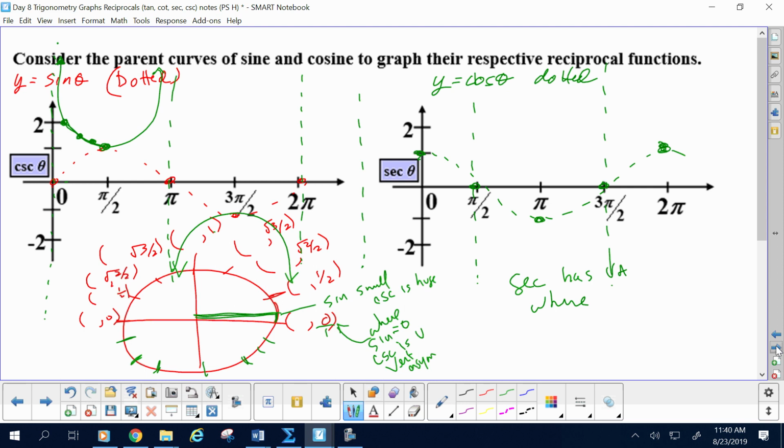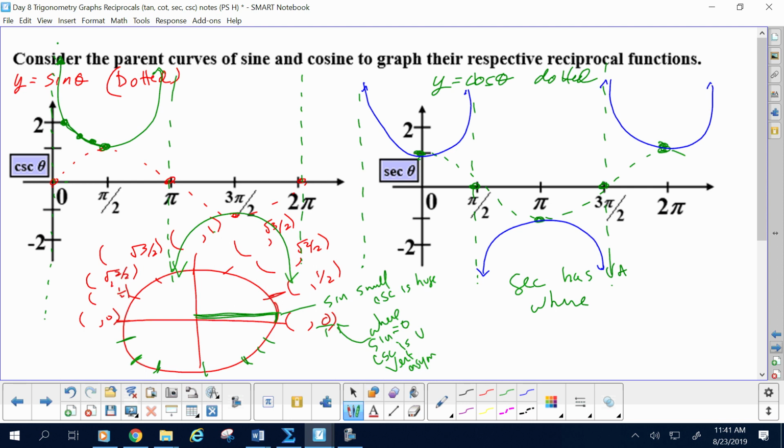The shape will be the same. How do I know if the cups are above or below? Where cosine is positive, secant's positive, and where cosine is negative, secant's negative. So here, in this region, will I have a cup opening up or a cup opening down? Well, cosine is positive here, so secant should be positive, so it should open up. Between pi over 2 and 3 pi over 2, cosine's negative. So when I take the reciprocal, I should get negatives.